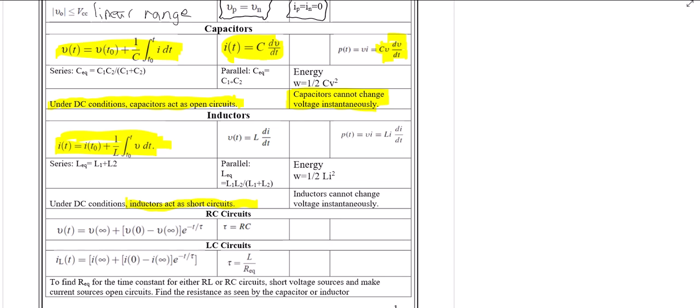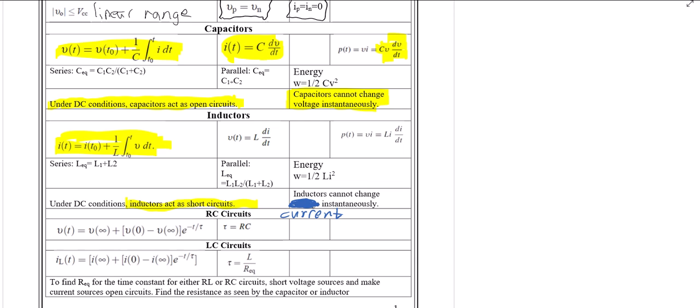And inductors can, that's so wrong. Oh no. Oh no, and I was so proud of it, and it's sitting up there with the wrong thing. They cannot change current instantaneously. Okay, I'm going to go fix that right away.